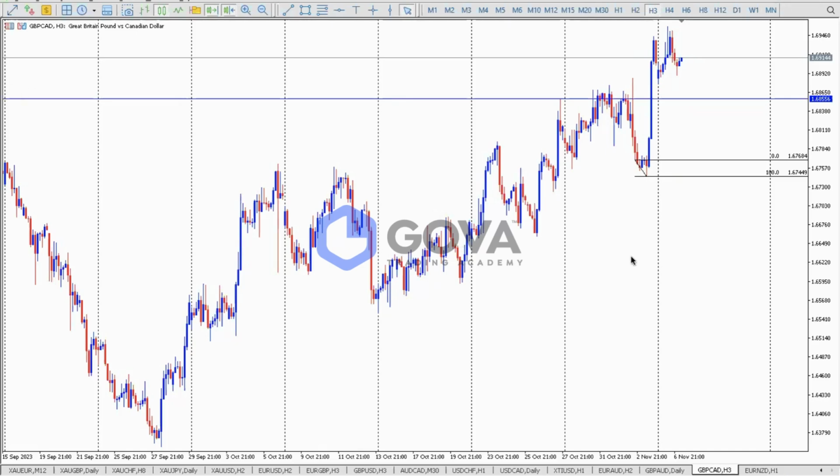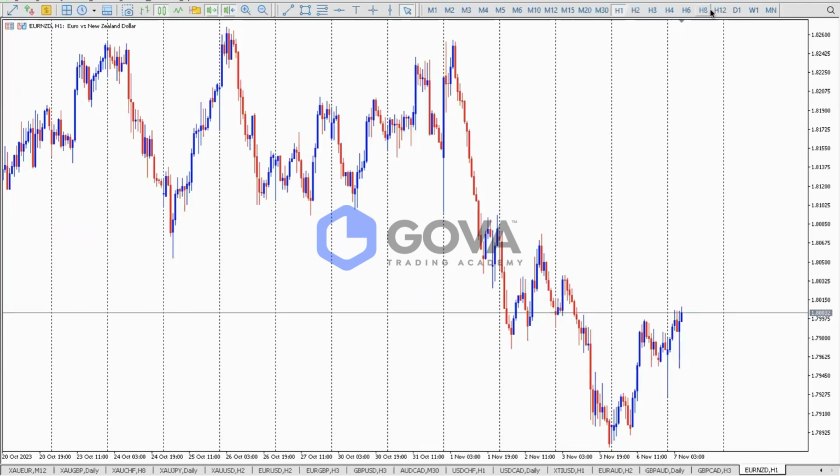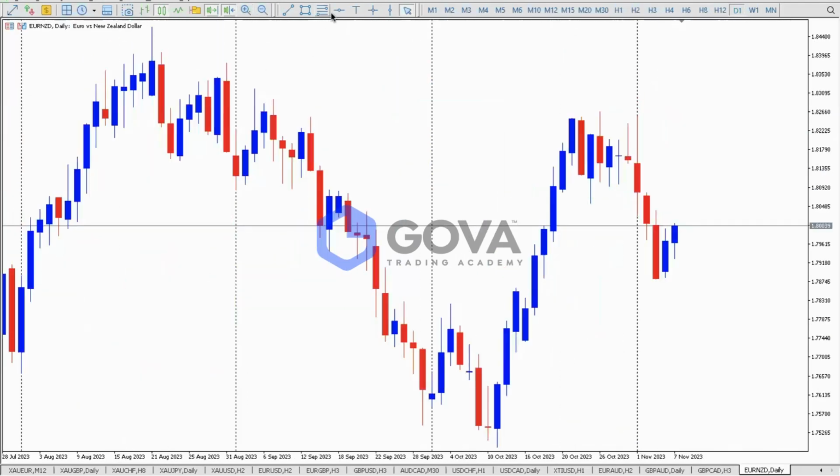So that is it on this analysis. The next thing is to analyze Euro NZD. On Euro NZD, this is the monthly equilibrium line. The monthly EQ is here.